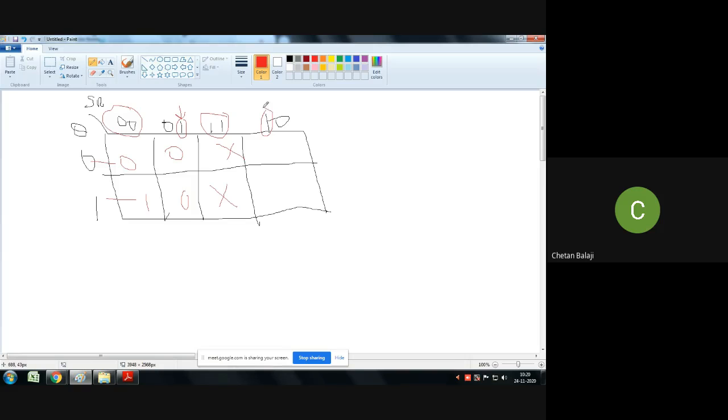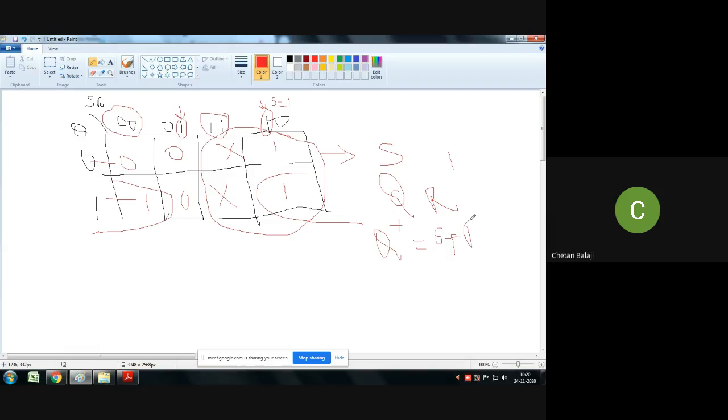Here S is 1. See how easily you can write. Since S equals 1, these two become 1 1. Therefore, I group this as a quad, wherein I get the answer as S. I group these two as a pair, wherein I get the answer as Q into R bar. Therefore, my next state expression is Q plus equals S plus R bar into Qn.